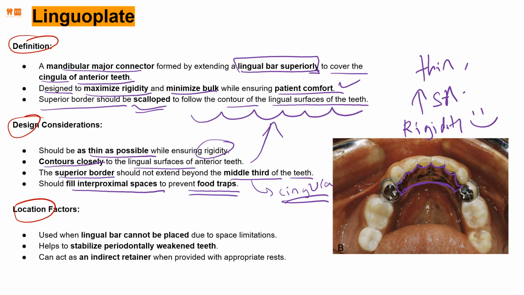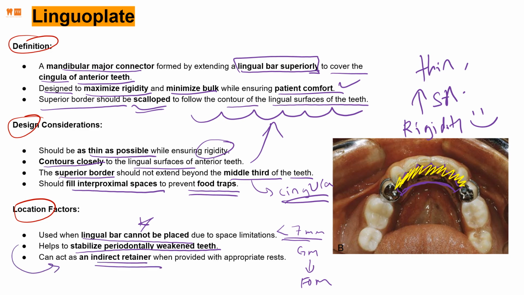And then, of course, it's used when a lingual bar cannot be placed. When can it not be placed? When there's less than 7 millimeters of space from the gingival margin to the floor of the mouth. It helps stabilize periodontally weak teeth. Yes, it does, because there's a lot of coverage here, right? And of course, it helps as an indirect retainer because we said it stabilizes periodontally weak teeth.